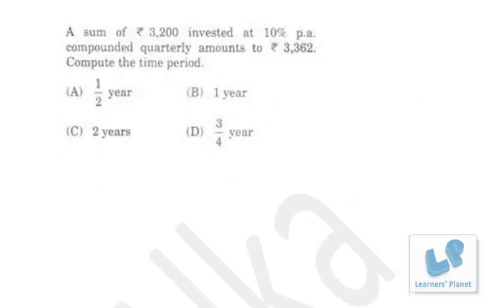Now let's see this problem. A sum of rupees 3200 invested at 10% per annum compounded quarterly amounts to 3362. Compute the time period. Now that's pretty simple. Options are quite far from each other. So what I do is I just calculate the interest for half year, right? So it's 10% per annum. That means for half year, if it is simple interest, it will be 160 rupees, right?